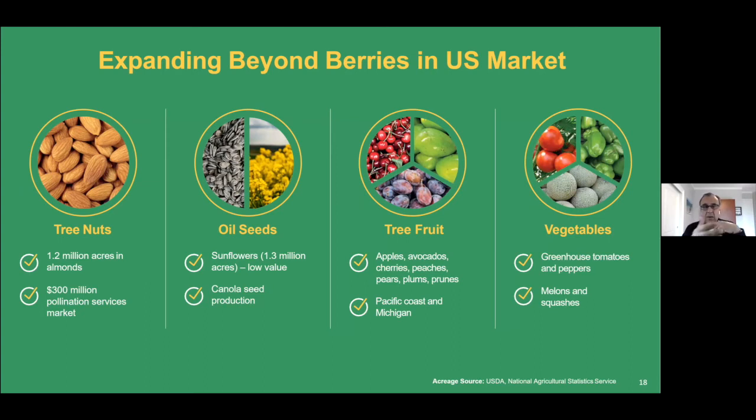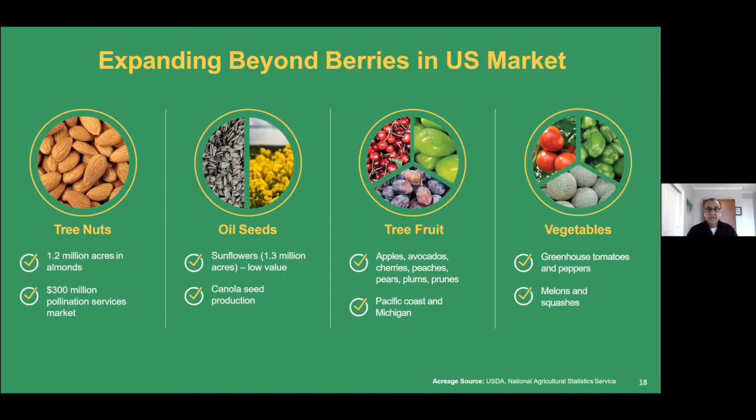I wanted to segue into some comments that show this opportunity is not limited to the berry market in the US. We are already expanding and have started doing R&D, field development and trials in other crops. So for sure, we have a tremendous opportunity in tree nuts. There's over 1 million acres, 1.2 million acres of almonds that are pollinated in California every year. There's an established $300 million annual pollination services industry. So we want to play in that space, and we will play in that space.